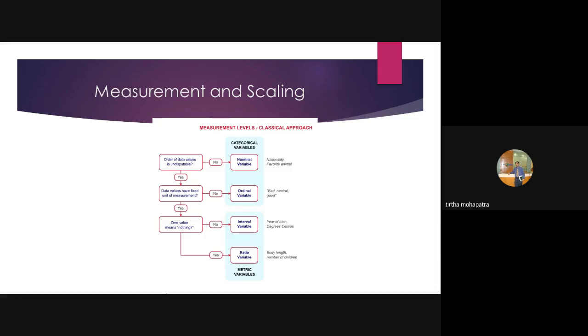So what is happening? 2-3 people are responding on the same scale. They are showing their disagreement, but the disagreement does not have equal distances between them. That is ordinal. You are just rating your agreement. So that's an ordinal scale. The moment you expand it, it becomes an interval scale.